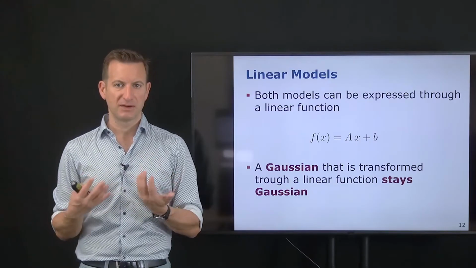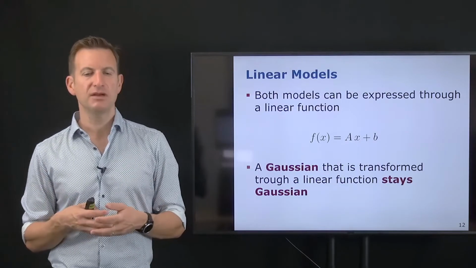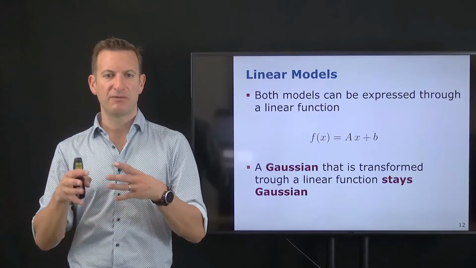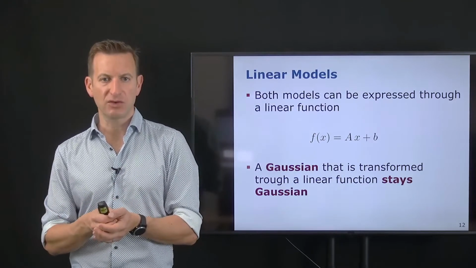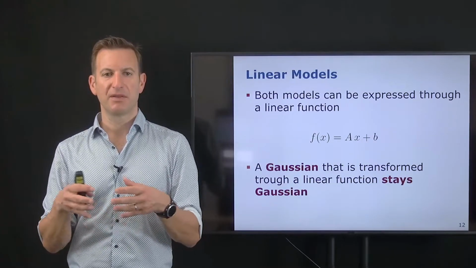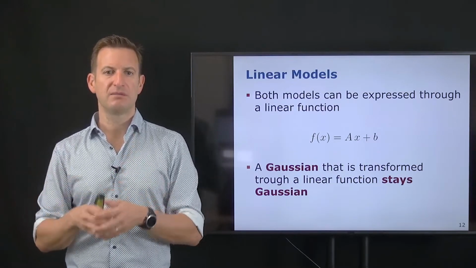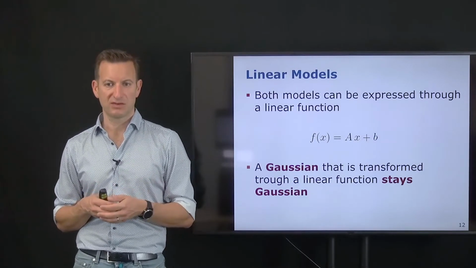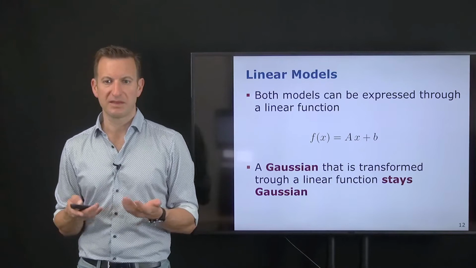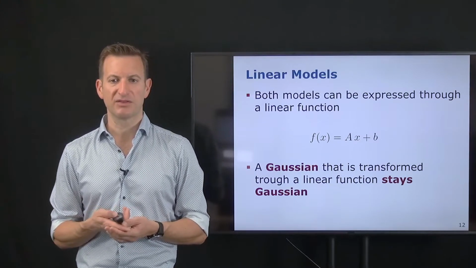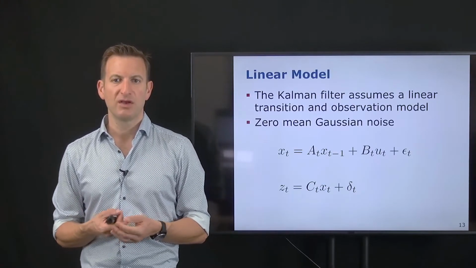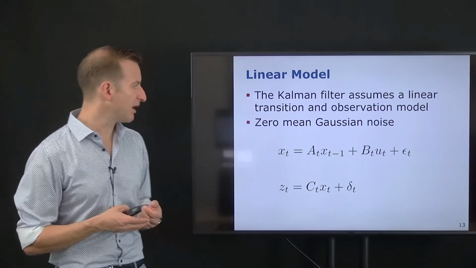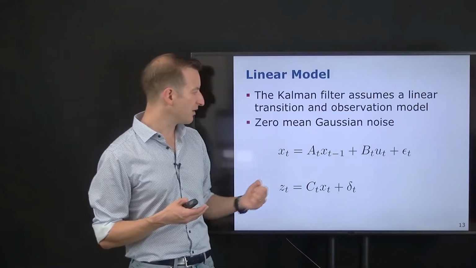And this function may add additional uncertainty to the process, like the motion model. So I start with a Gaussian belief, I perform my motion. This is likely to increase the uncertainty that I have, but through this linear model and my Gaussian noise associated to that, I can ensure that everything stays Gaussian. And so this is something that the Kalman filter actually exploits. So in the Kalman filter, we assume to have zero mean Gaussian noise and these linear models.